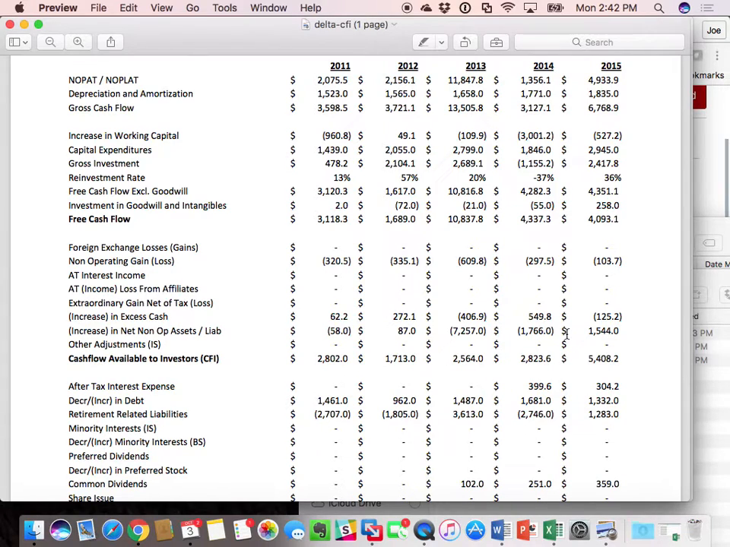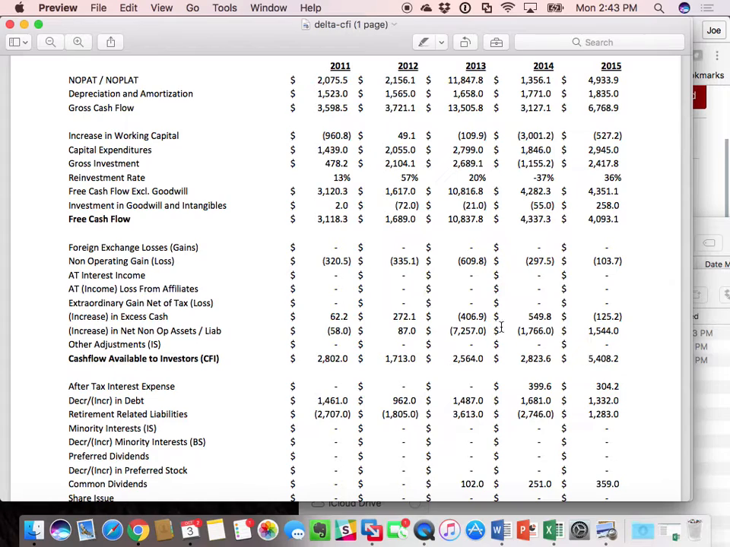No. In 2011, we can see this here, they basically took down their excess cash by $60 million. 2012, down by 270. 2013, increased it by 407. Then they took it down by 550. Then they increased it by 125. But given the size of these free cash flows, they didn't really keep a lot of it on hand and put it in the bank.